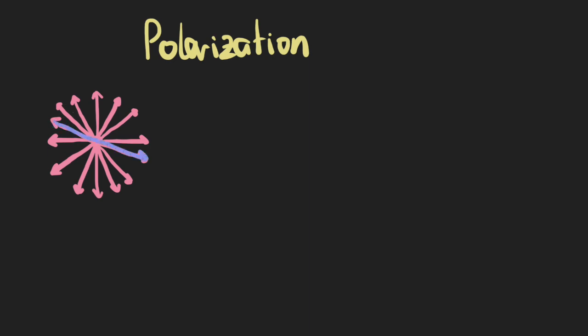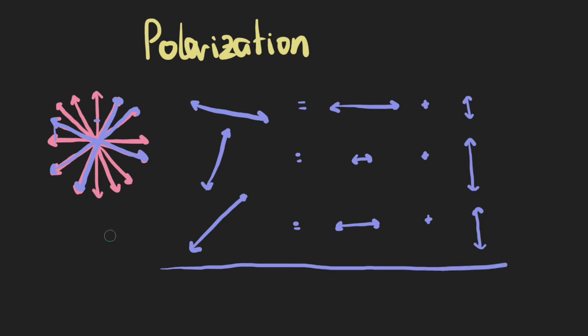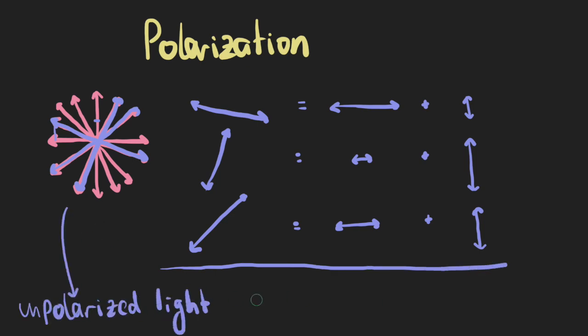Note that by linear superposition, every oscillation can be looked at as having a horizontal component and a vertical component. Meaning that unpolarized light with equal power in all directions has one half of its power polarized in one direction and the other half polarized in a perpendicular direction.